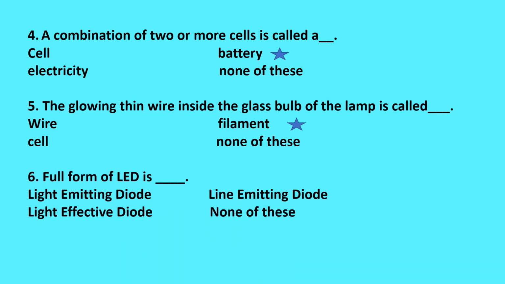Question number 6. Full form of LED is light emitting diode, line emitting diode, light effective diode or none of these. So here three options are given. Either any one is the correct one or none of these. The full form of LED is light emitting diode.